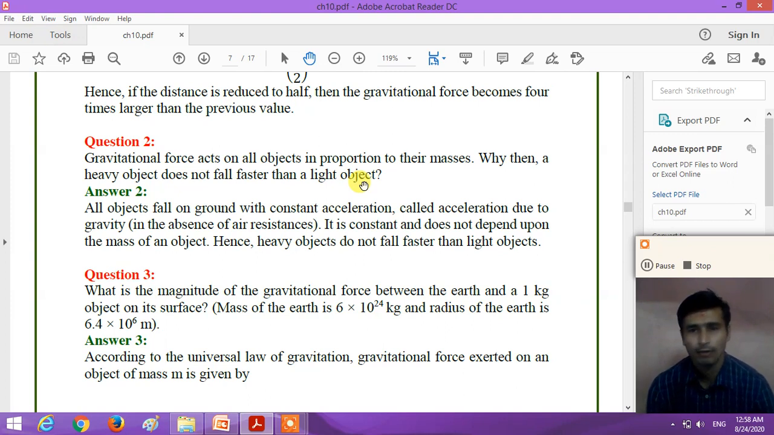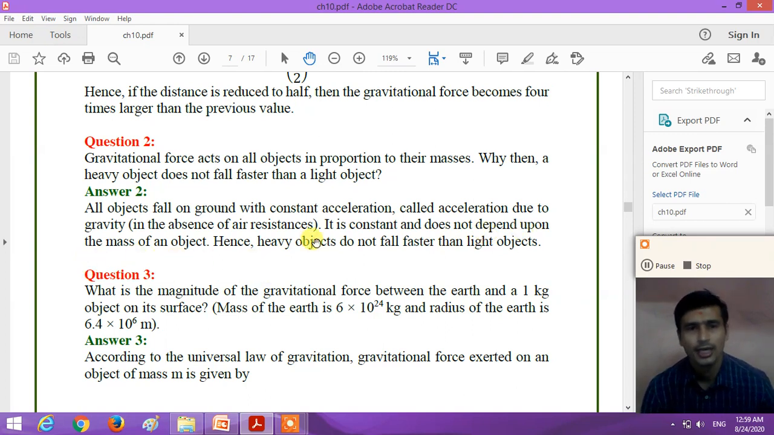Yes student, all objects fall with the same acceleration due to gravity. All objects fall on the ground with a constant acceleration, called the acceleration due to gravity, in the absence of air resistance. In the absence of air resistance, heavier objects, lighter objects, all objects fall with the constant acceleration due to gravity, and the value of the acceleration due to gravity is constant and does not depend on the mass of the object.